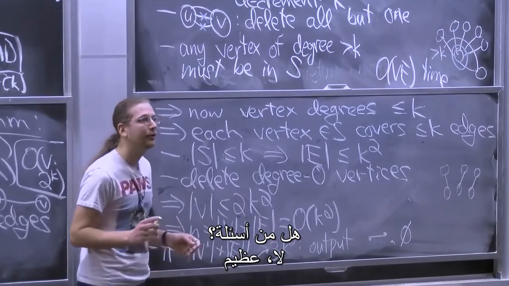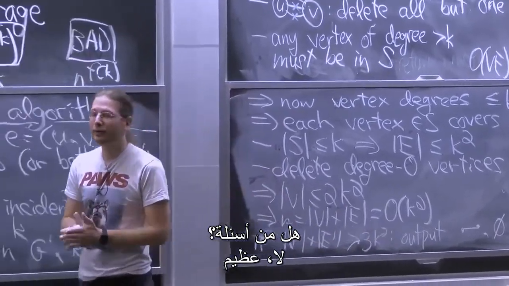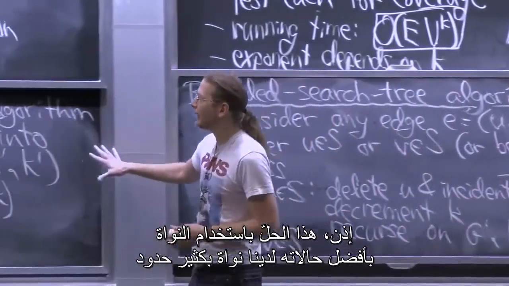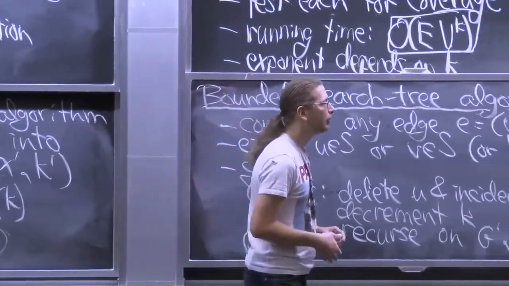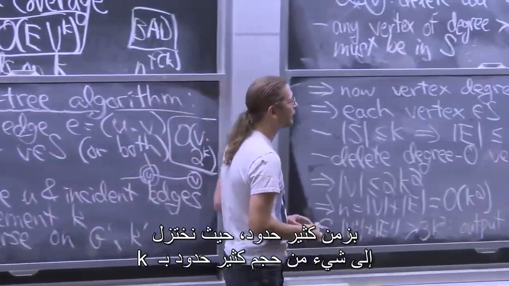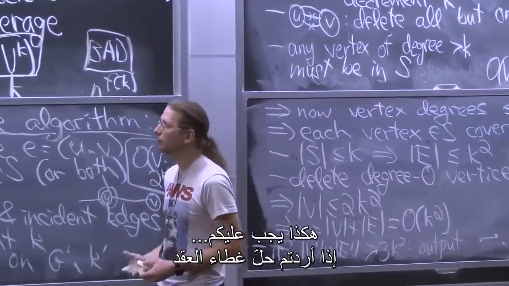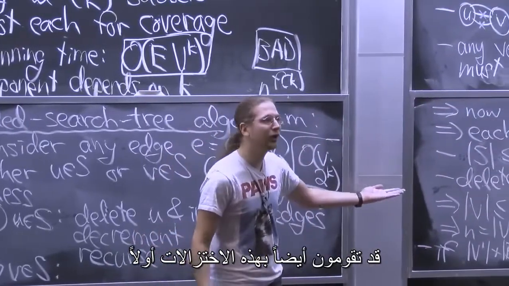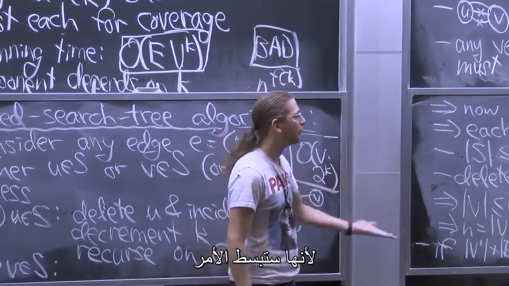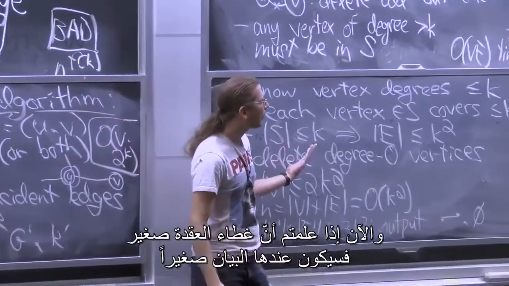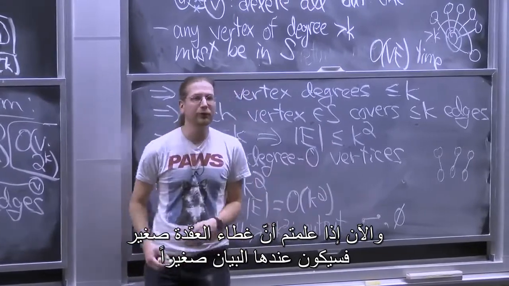Question? No. Wow. So this is kernelization at its finest, a polynomial kernel, polynomial time. We get down to something that's size polynomial in k. If you want to solve vertex cover, you might as well do these reductions first, because they will simplify your thing. And now, if you happen to know your vertex cover is small, then the graph will be small.